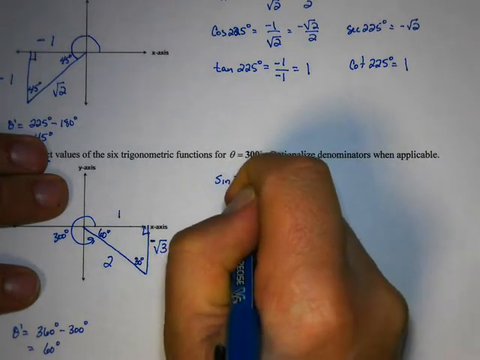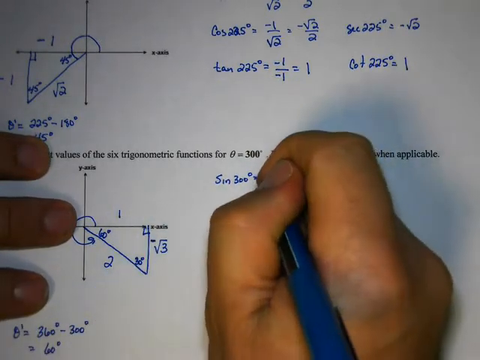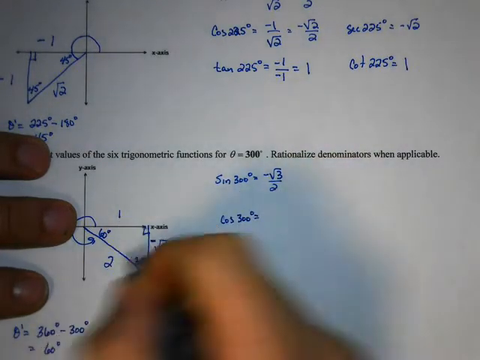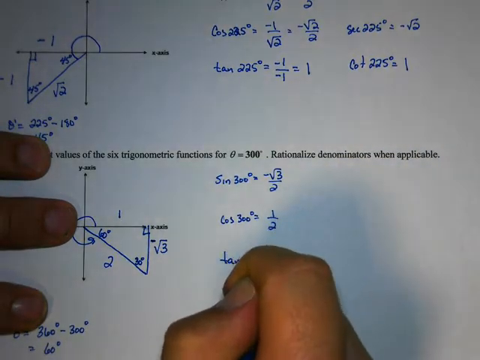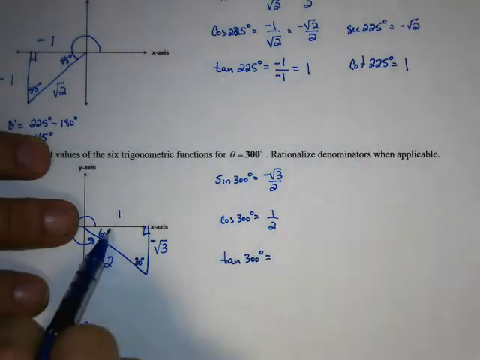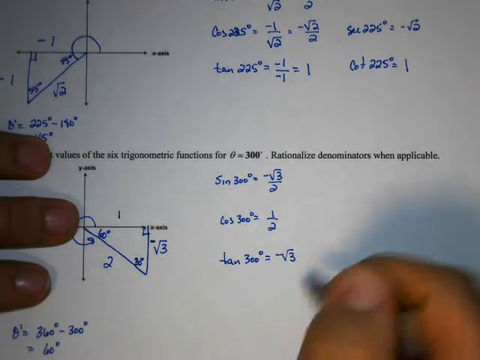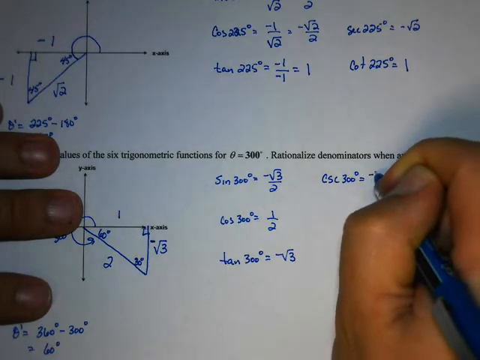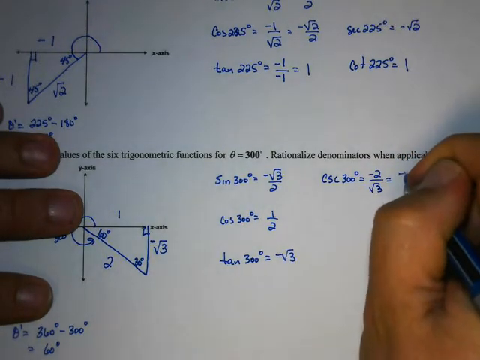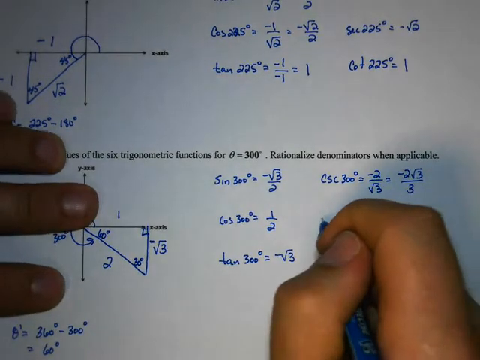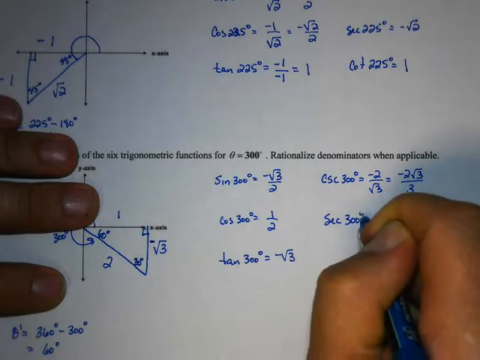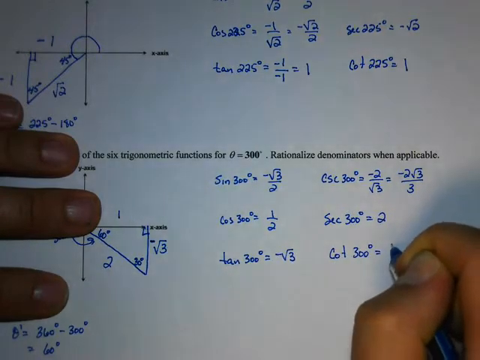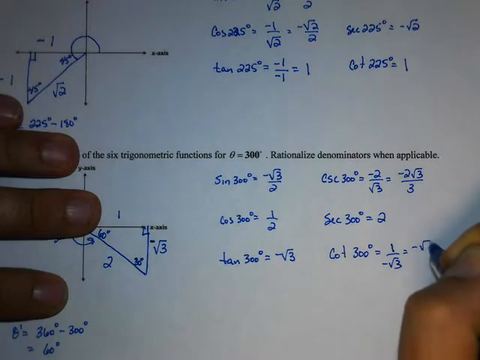So sine 300 degrees, opposite over hypotenuse, negative square root of 3 over 2. Cosine 300 degrees, adjacent over hypotenuse, 1/2. Tangent 300 degrees is equal to opposite over adjacent, negative square root of 3 over 1. Cosecant 300 degrees is equal to negative 2 over the square root of 3, which rationalizes to negative 2 square roots of 3 over 3. The secant of 300 degrees is equal to 2, and the cotangent 300 degrees is equal to 1 over negative square root of 3, or negative square root of 3 over 3.